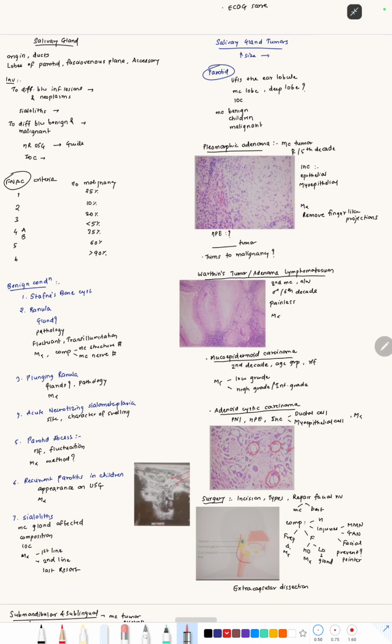The first line management is endoscopy using the Dormia basket. This is generally done for stones less than 5 millimeters, but now it is said that even for stones more than 5 millimeters you should go for endoscopy with the Dormia basket.